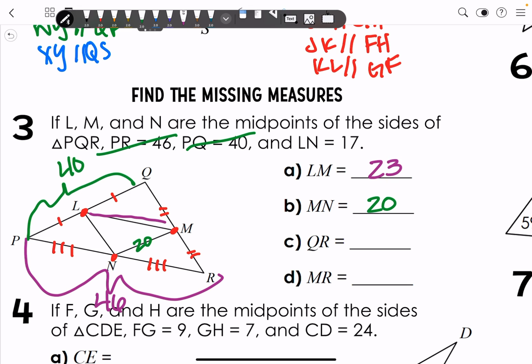Lastly, we're going to work backwards on this one, and they've given us that LN is 17. Well, that means this part right here is going to be twice as long, which is going to be 34. And then I've asked you about MR. Notice that this is being split into 2 congruent parts. Well, 34 divided by 2 equals 17. And I wonder if you see a relationship with LN, QM, and MR as well.